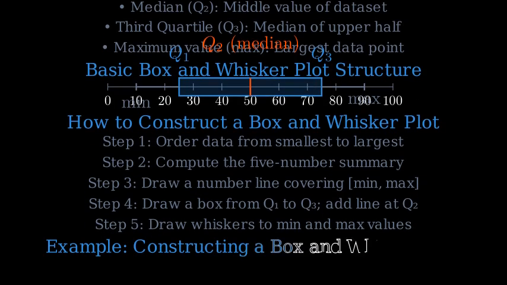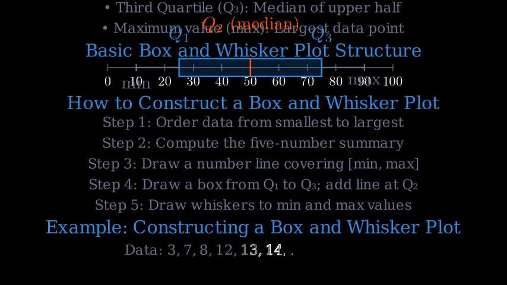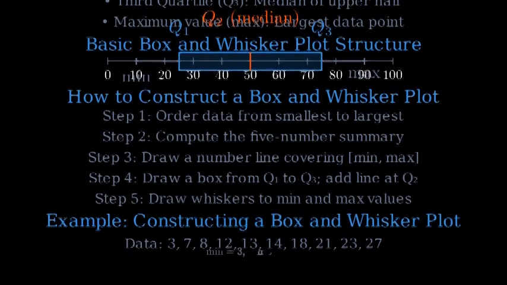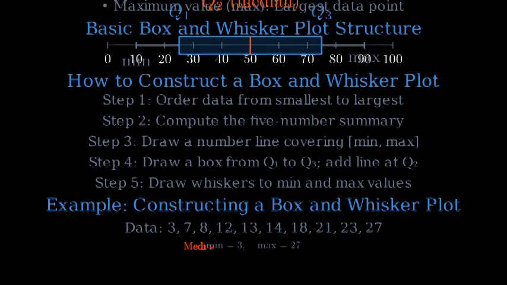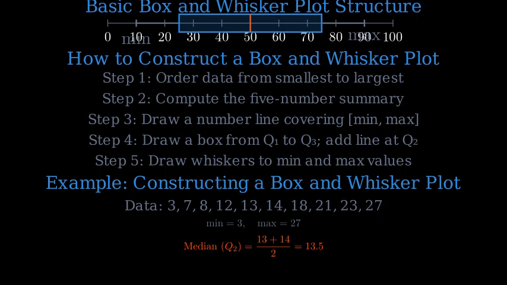Let's work through a complete example using the following data set: 3, 7, 8, 12, 13, 14, 18, 21, 23, 27. First, we note that our data is already ordered from smallest to largest. The minimum value is 3, and the maximum value is 27. To find the median, we note that there are 10 data points. Since this is even, we average the fifth and sixth values, which are 13 and 14. So our median is 13.5.